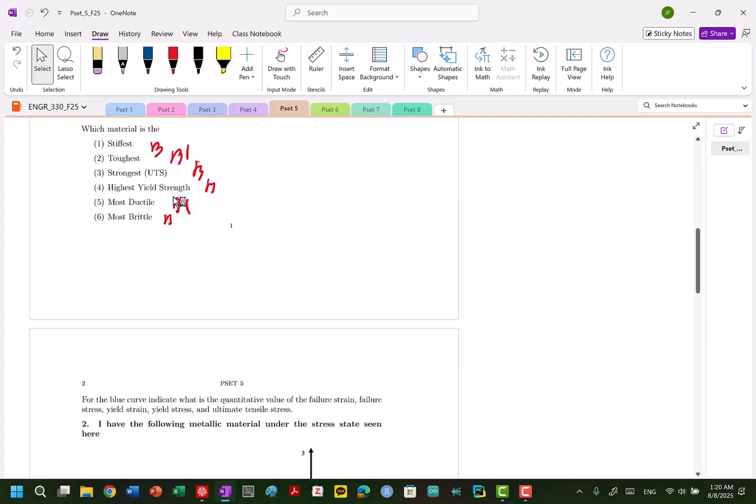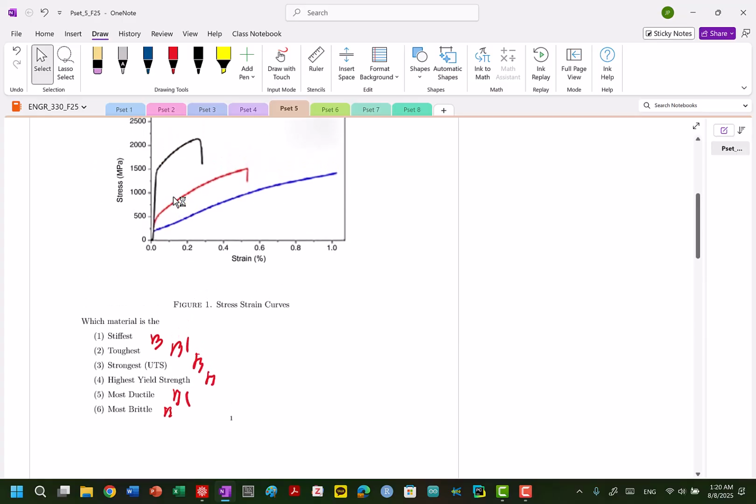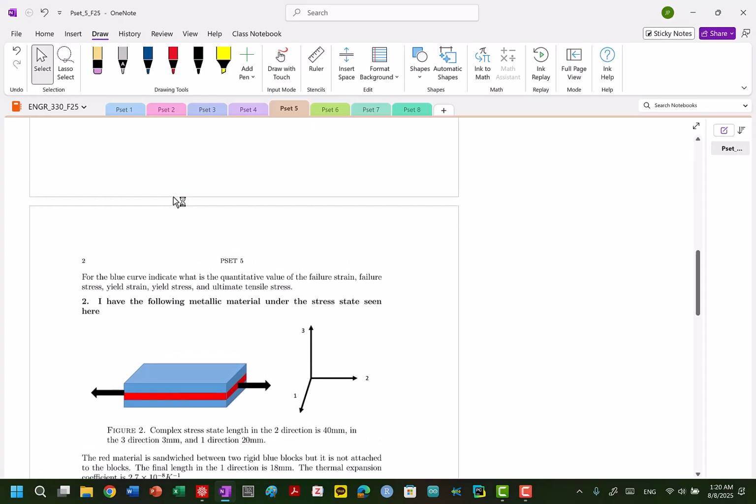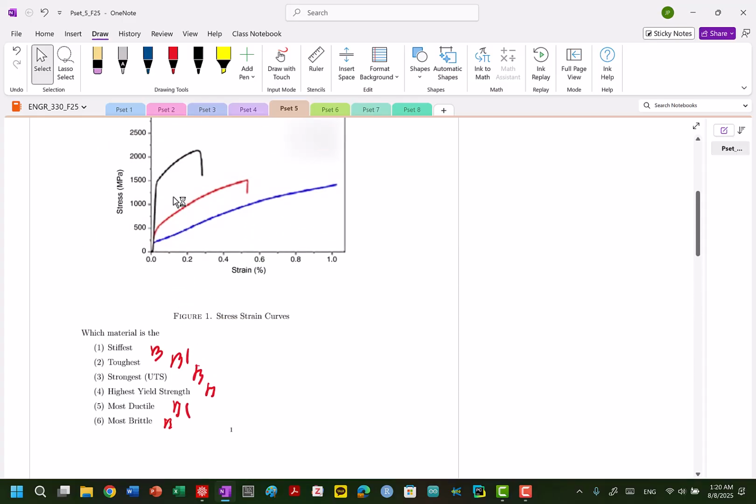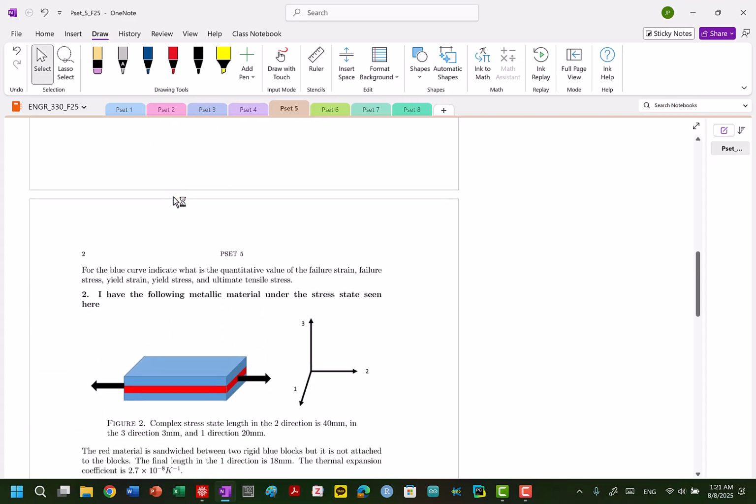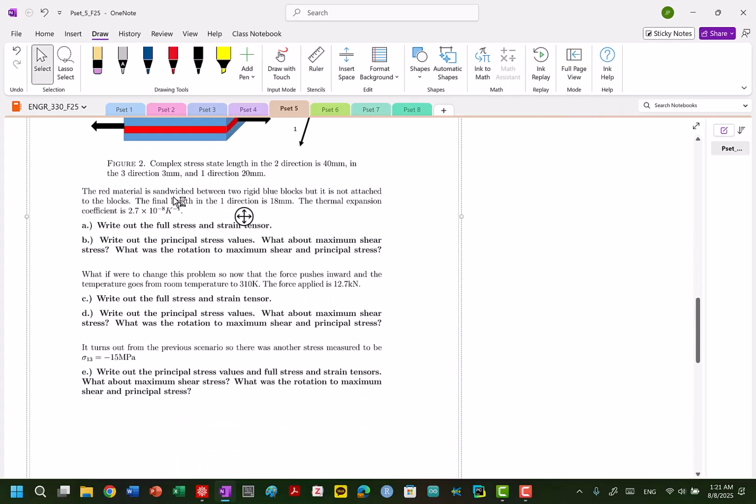For the blue curve, indicate what is the quantitative value of this failure strain, all these values here. So if I'm looking at the blue curve, my yield stress is right here. It's probably about 250 megapascals, a little bit less, 240. My ultimate tensile stress and stress at failure looks to be about 1250. My strain at failure is 1. My yield strain would be something like 0.01. Great, that's number 1.